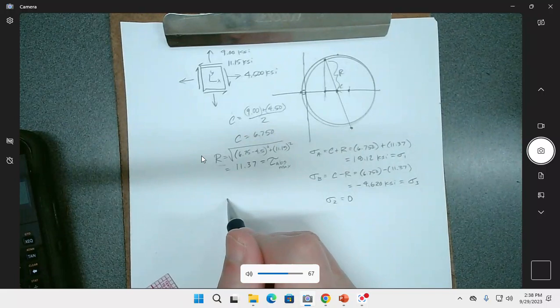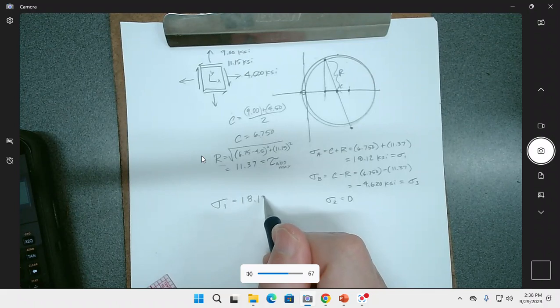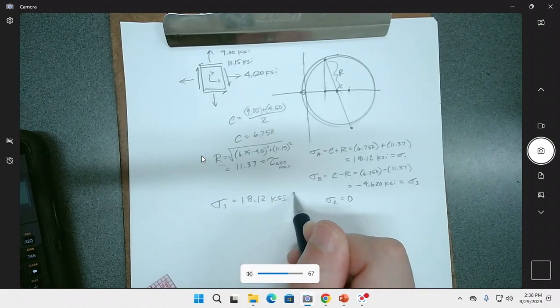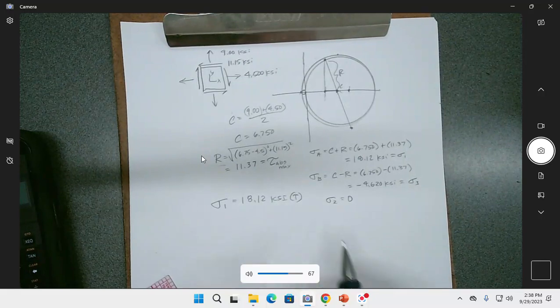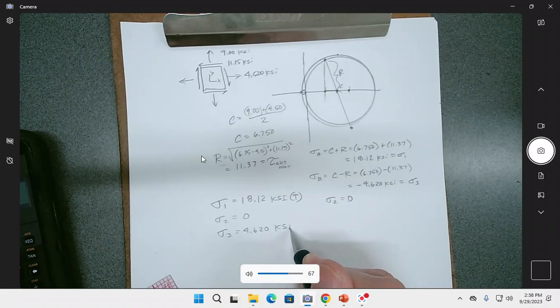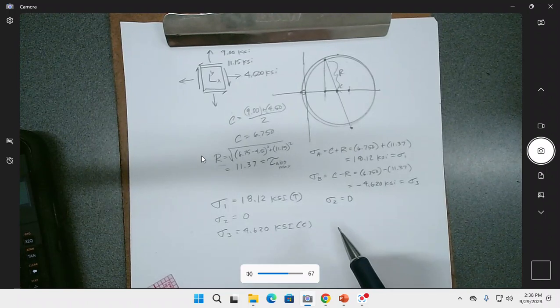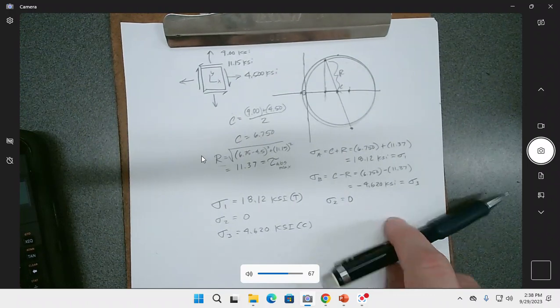So if you're going to conclude this long and involved process, you would say 18.12 KSI, and you would include that it's tension. You would say sigma 2 is equal to 0, and sigma 3 was equal to 4.62. Could put a 0 in there if you want. KSI, but you would call it compression, and you would not put a negative sign in there. Don't go negative in a compression. Double negative, and that ain't no good.